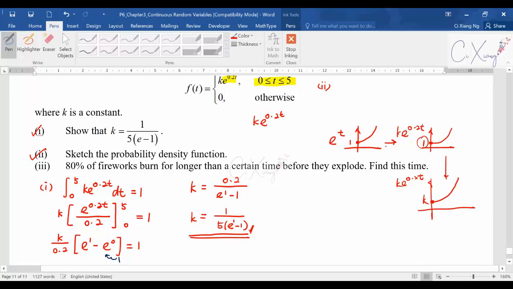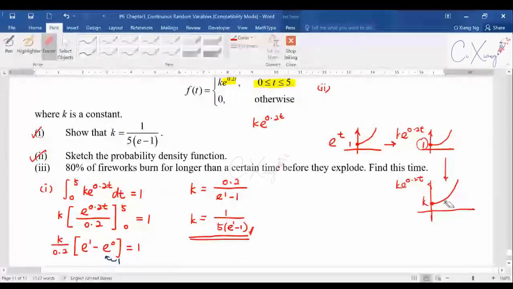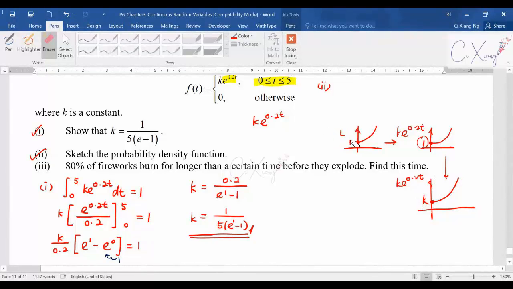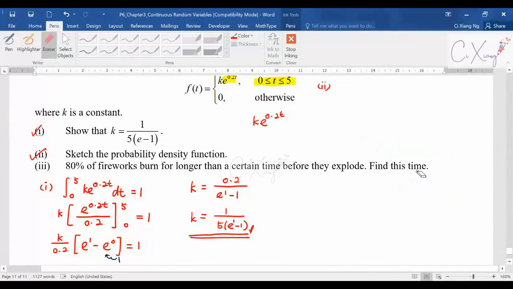So we are applying the transformation of graph technique that we learned in AS level before. I know that roughly my graph will look something like this, starting from k until a certain value. So I will just sketch it roughly. So this is k, and then my graph will look something like this. This is the value of 5, and then 0. This is t, this is f(t). So this is how we sketch the graph.